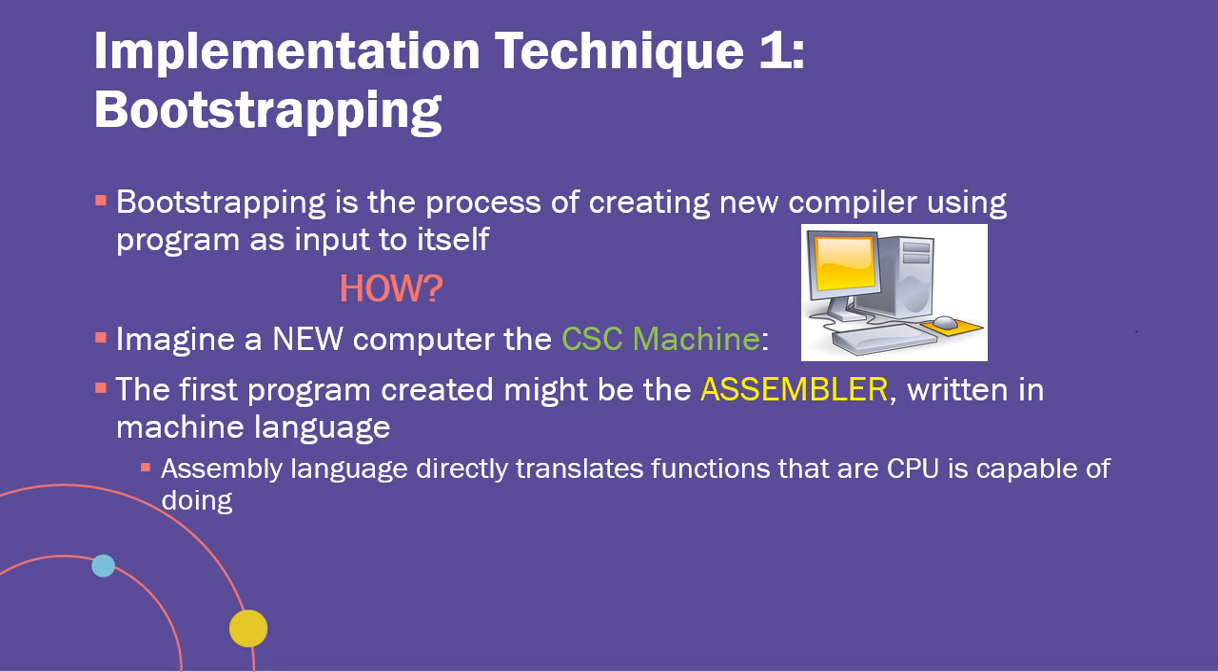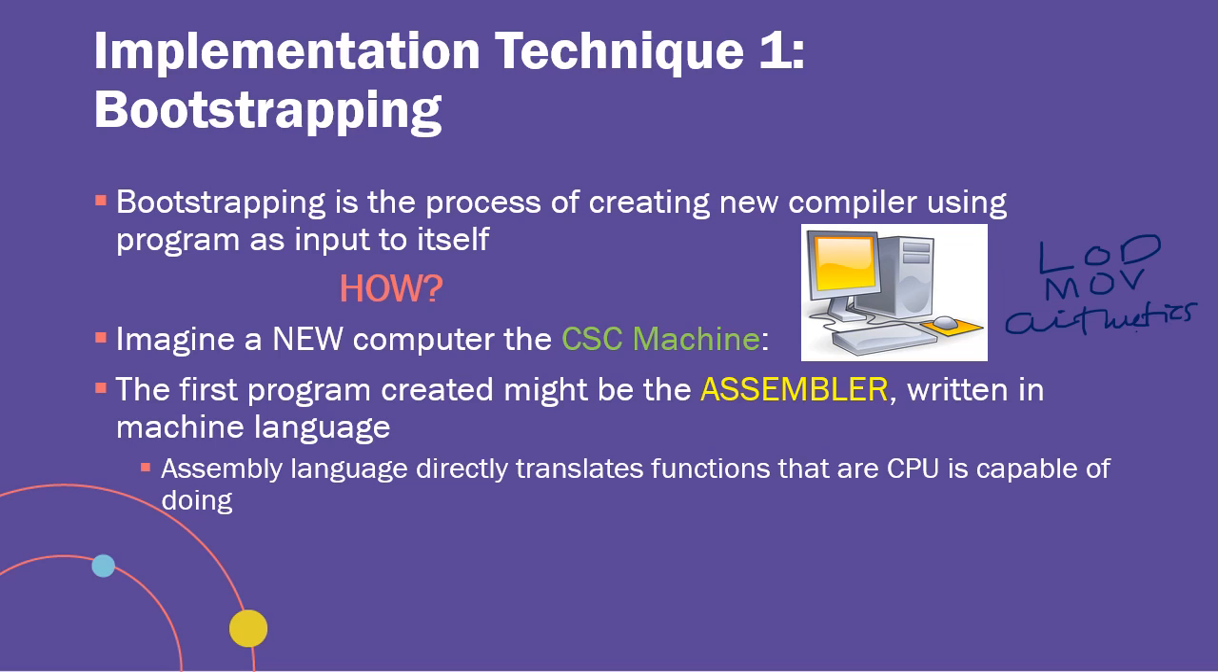Now that we understand how a compiler can produce another compiler, let's talk about the first implementation technique, bootstrapping. Bootstrapping is the process of creating a new compiler using the program as input to itself. So how? Imagine if you have a new computer called the CSC machine. The CPU inside the CSC machine can execute instructions such as load, move, and arithmetic operation, etc. These instructions can be activated using machine language.